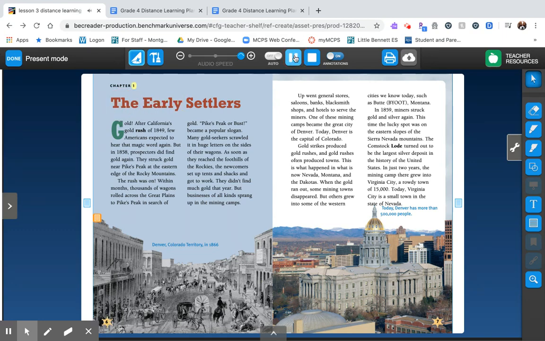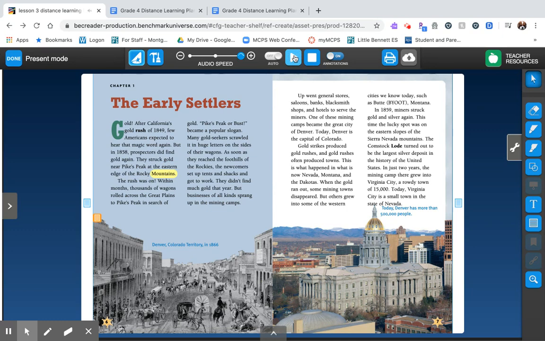Chapter 1. The Early Settlers. Gold. After California's gold rush of 1849, few Americans expected to hear that magic word again. But in 1858, prospectors did find gold again. They struck gold near Pikes Peak at the eastern edge of the Rocky Mountains.